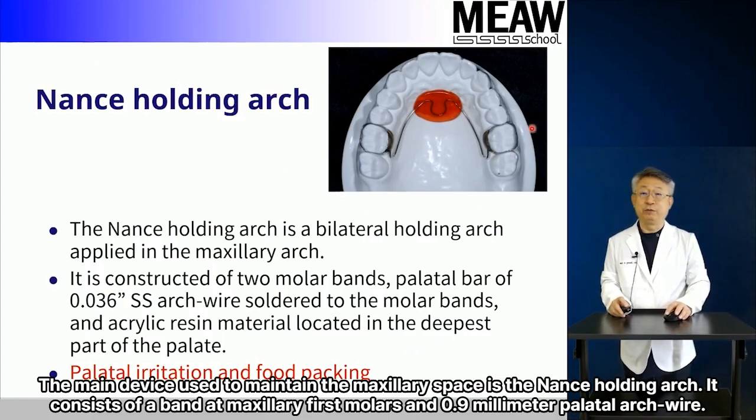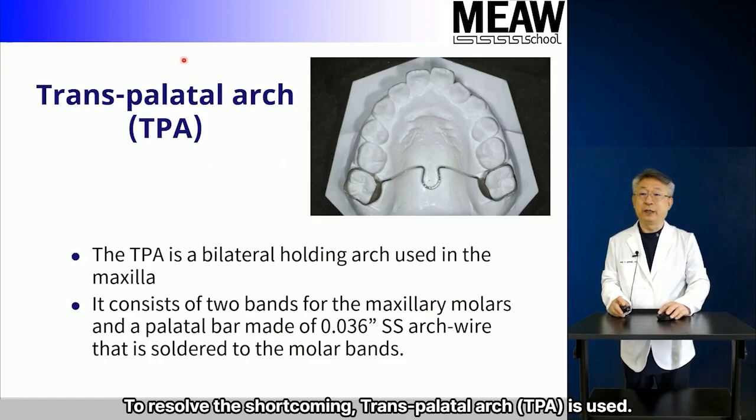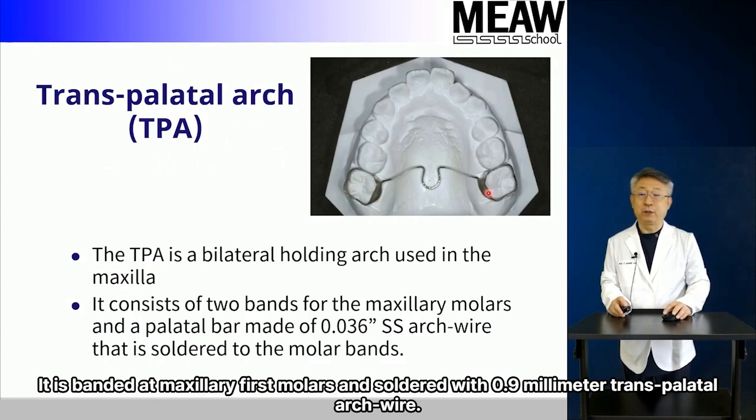It consists of a band at the maxillary first molars and a 0.9 mm palatal arch wire. Due to food impaction under the palatal acrylic resin, it is likely to cause palatal irritation and make oral hygiene hard to manage. To resolve this shortcoming, the transpalatal arch, TPA, is used. It is banded at the maxillary first molars and soldered with 0.9 mm transpalatal arch wire.